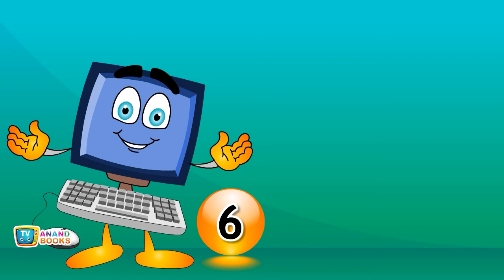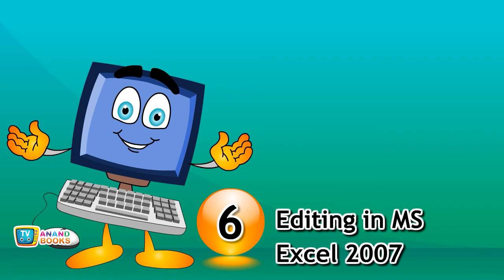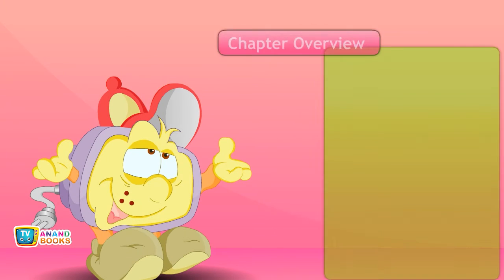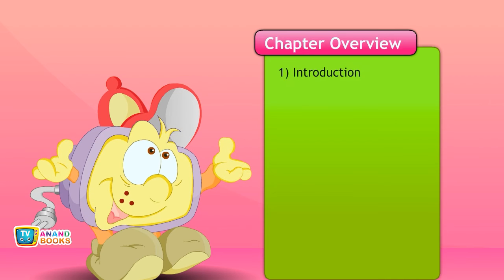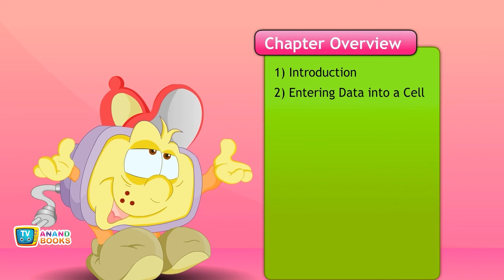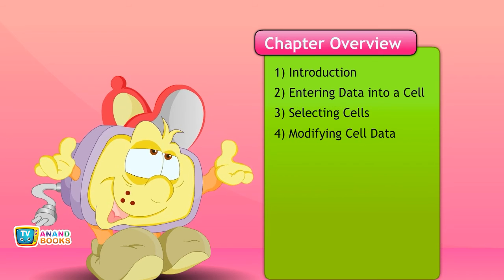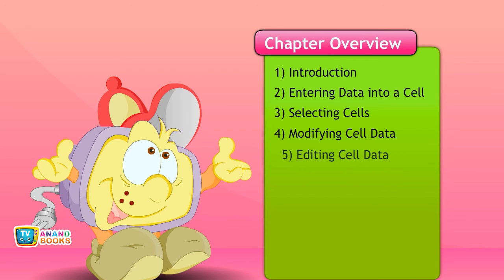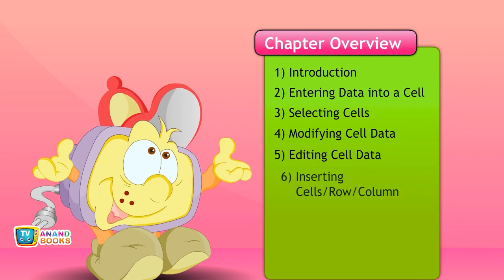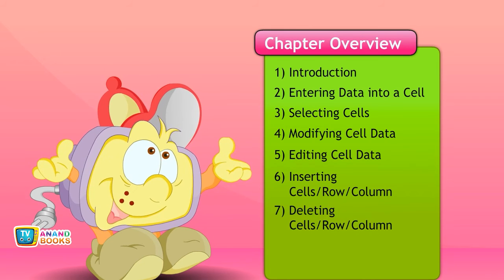Chapter 6 Editing in MS Excel 2007. Chapter Overview. Introduction. Entering data into a cell. Selecting cells. Modifying cell data. Editing cell data. Inserting cells, row or column. Deleting cells, row or column. Resizing column or row. Freezing row and column.